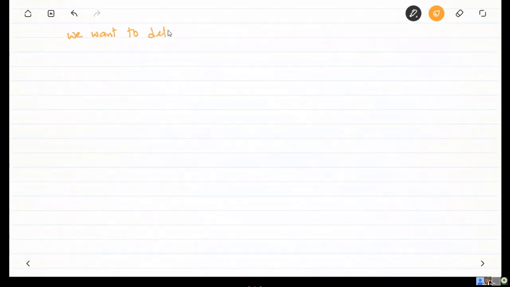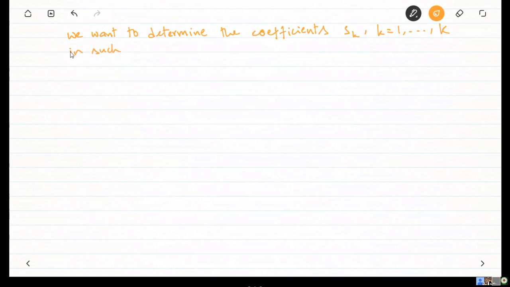So we want to determine the coefficients Sk, k equal to 1 to capital K, such that they minimize the energy in the error signal.